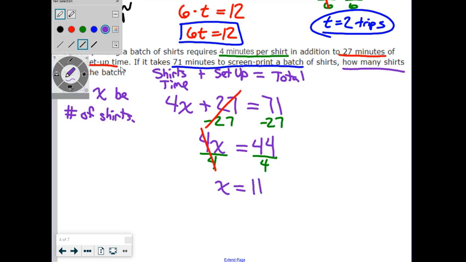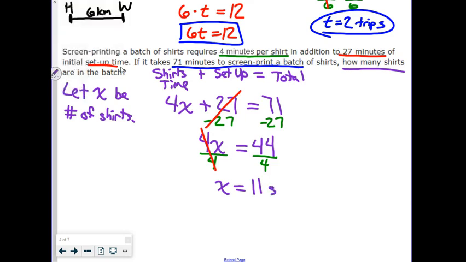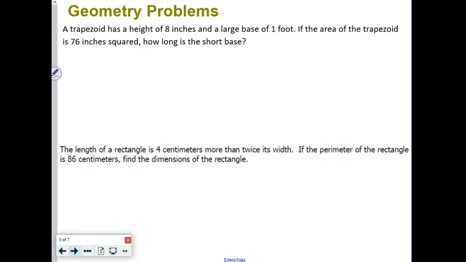That works out nicely. It's 11. And so that means 11 shirts, right? That's what x stood for here. 11 shirts in that batch. Takes 71 minutes. And that could be useful information for a factory like Lands' End.